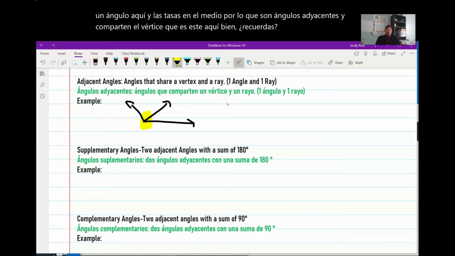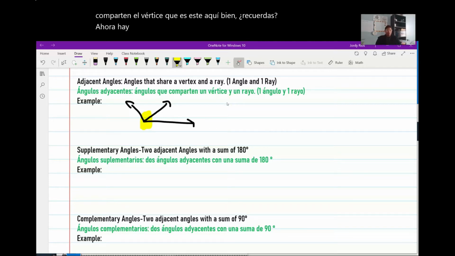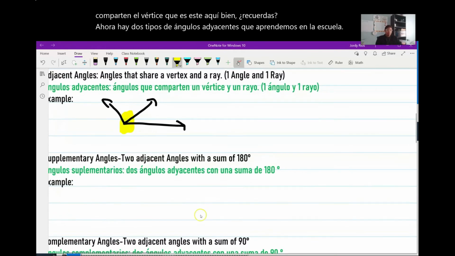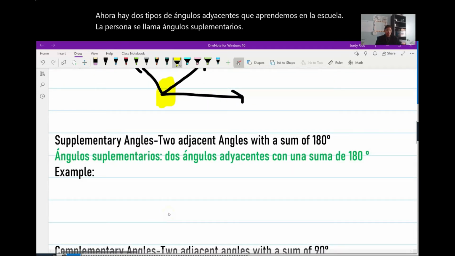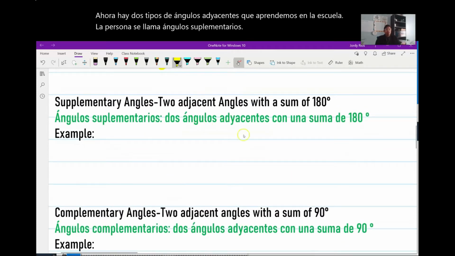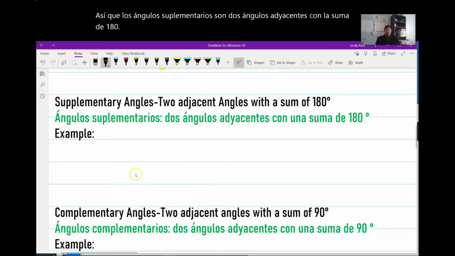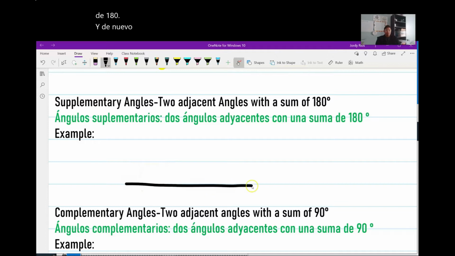Now there's two types of adjacent angles that we learn in school. The first one is called supplementary angles. So supplementary angles are two adjacent angles with a sum of 180. And again, this looks like a line.